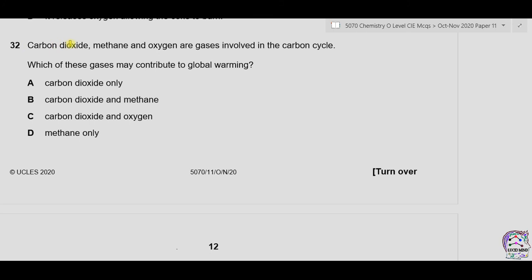Question number 32. Carbon dioxide, methane, and oxygen are gases involved in the carbon cycle. Which of these gases may contribute to global warming? Now you should know that carbon dioxide is responsible for global warming as it traps heat. Similarly, CH4 is also responsible for global warming as it traps heat far more than carbon dioxide. So both these gases have major impact on global warming. So it is both carbon dioxide and methane, so therefore answer is B.